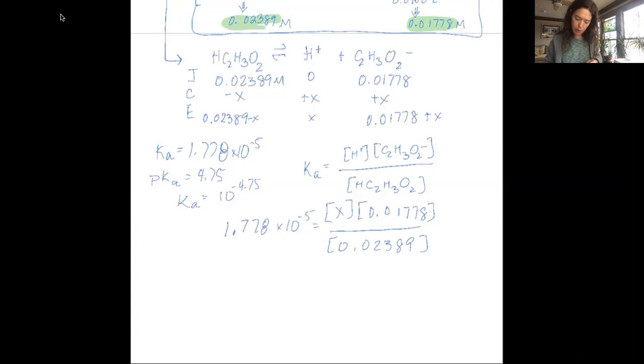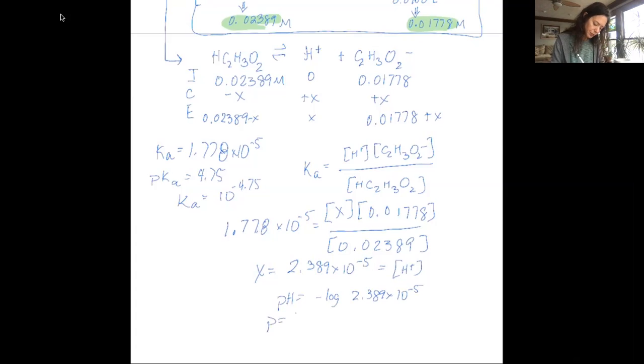Times 0.02389, divided by 0.01778, equals x equals 2.389 times 10 to the negative fifth. That's equal to H plus. The pH equals the negative log of 2.389 times 10 to the negative fifth. Negative log, second answer, equals 4.62.